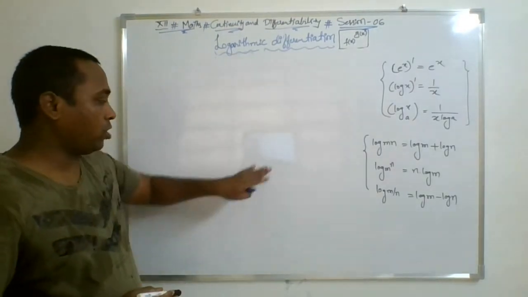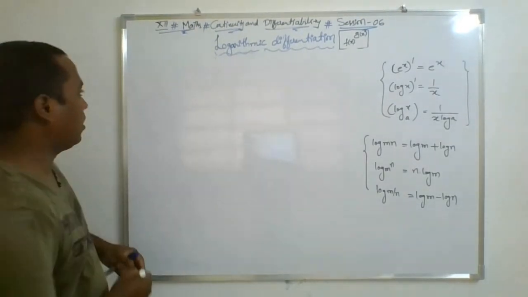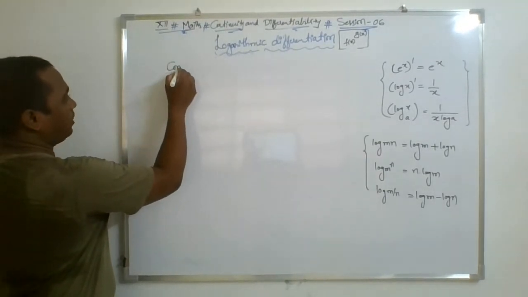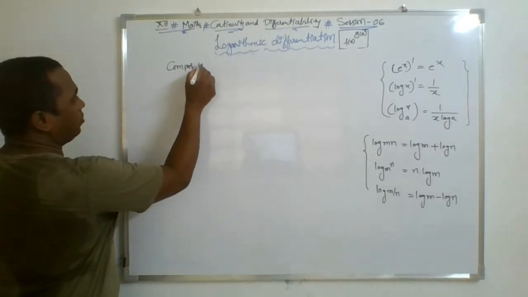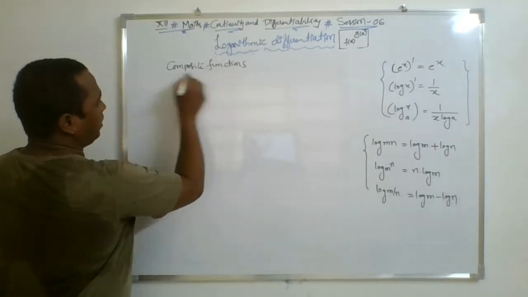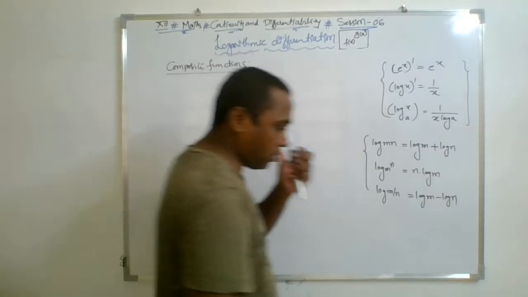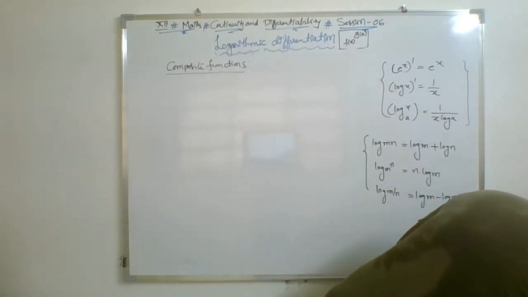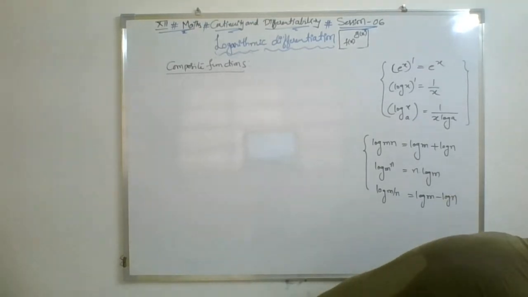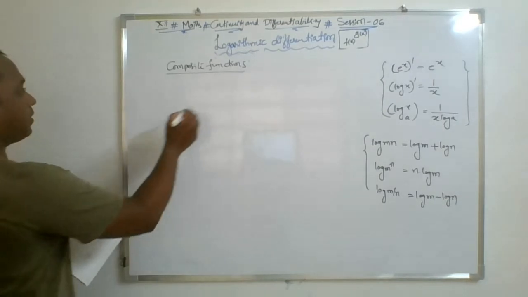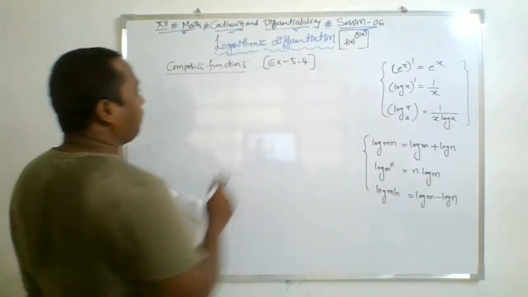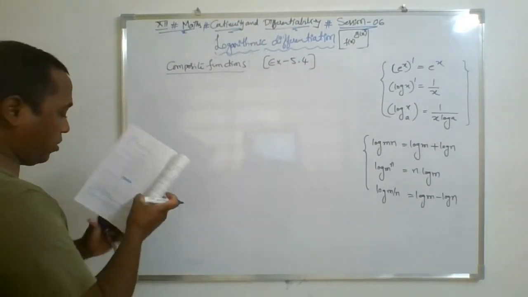Now let's have our questions over here. Now we'll take some composite functions first. There we will use these properties. Based on these composite functions, you have the 5.4 exercise. This is completely NCERT based. I am talking about the 5.4 exercise. I am just taking two questions for your reference.